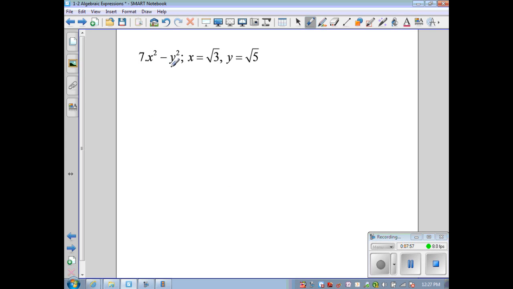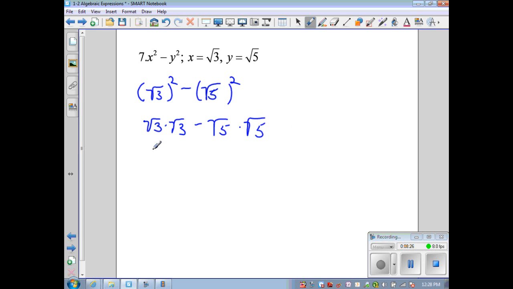Number 7, x squared minus y squared, where x is the square root of 3, y is the square root of 5. Substituting, x is the square root of 3, quantity squared, minus y, which is the square root of 5, quantity squared. Here, the square root of 3 times the square root of 3 minus the square root of 5 times the square root of 5. That gives me the square root of 9 minus the square root of 25. The square root of 9 is 3, minus the square root of 25, which is 5. Our solution is a negative 2.